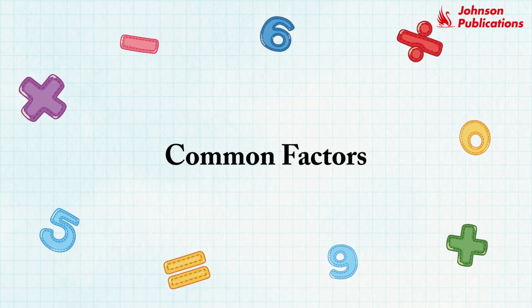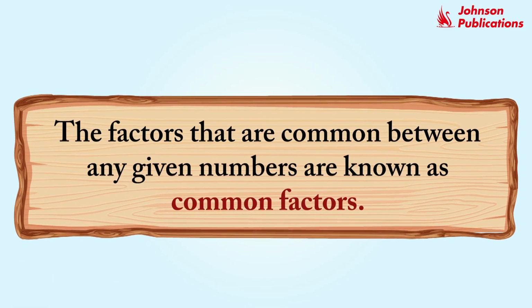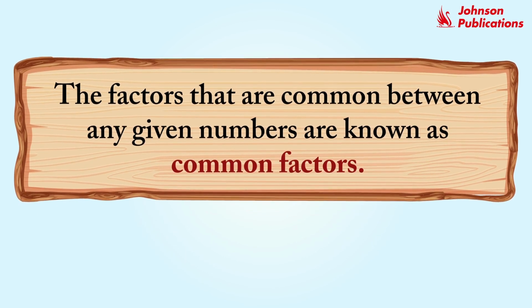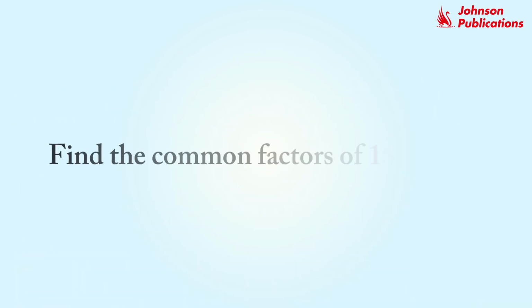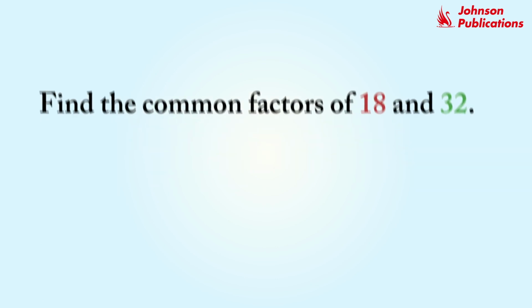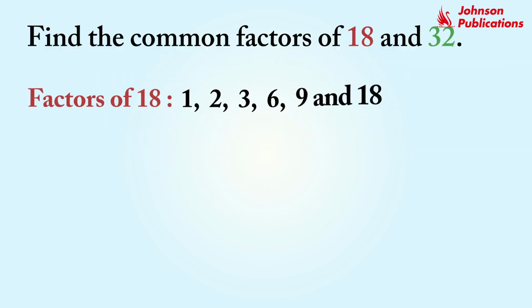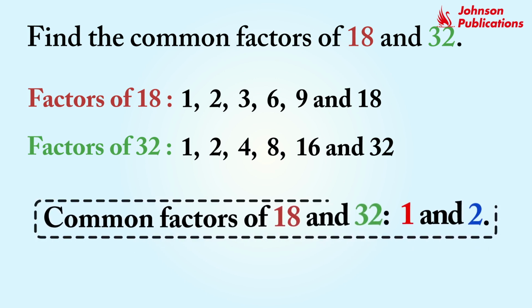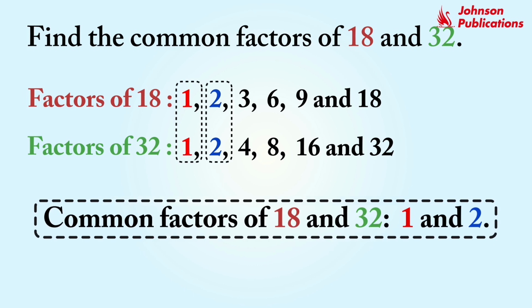Common factors. The factors that are common between any given set of numbers are known as common factors. Let us find the common factors of 18 and 32. Factors of 18 are 1, 2, 3, 6, 9 and 18. Factors of 32 are 1, 2, 4, 8, 16 and 32. So, common factors are 1 and 2.